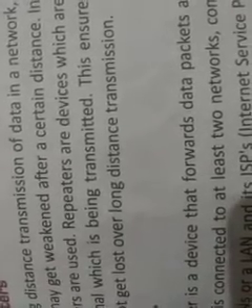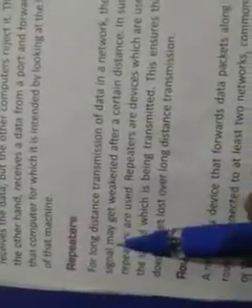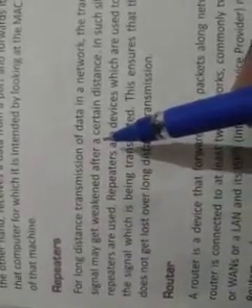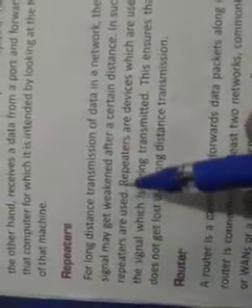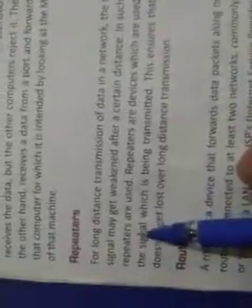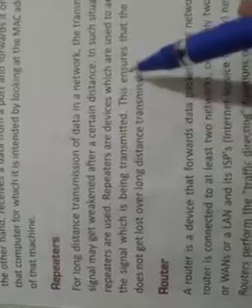And by using the repeaters, the signal can travel through a long distance, and this is the importance of repeaters. What has been written here? Let us discuss. For a long distance transmission of data in a network, the transmitted signal may get weakened, which we have already discussed, after a certain distance. In such situations, repeaters are used. Repeaters are devices which are used to amplify the signal which is being transmitted. This ensures that the signal does not get lost over long distance transmission.